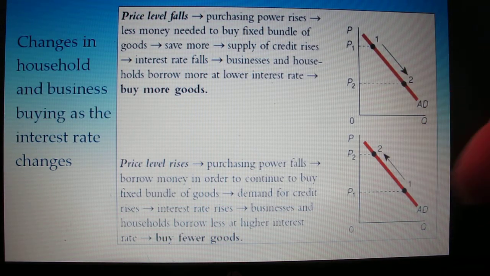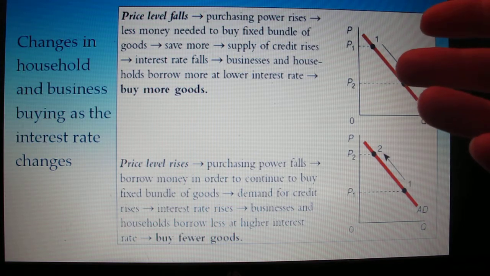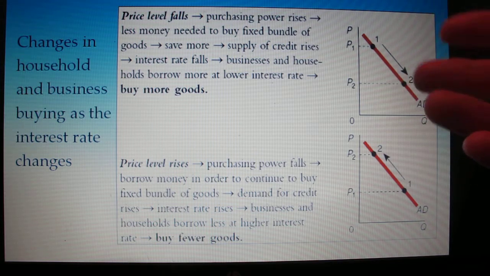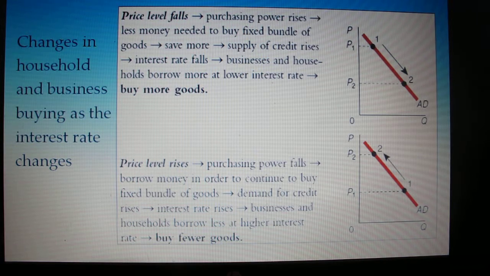Just to reiterate, this is not necessary to know for the quiz, but it's good to have a generalized knowledge of why the aggregate demand curve is downward sloping.